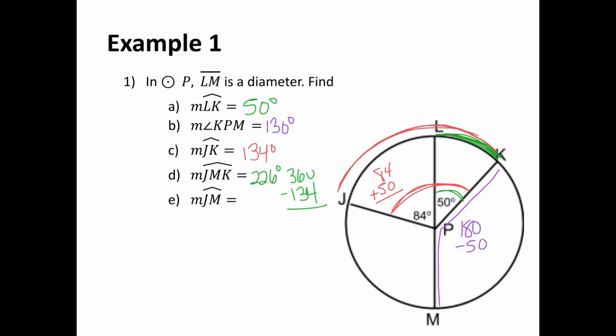Last one is the measure of arc JM, so that's this piece over here. That again will match the central angle inside, and so I kind of went like this because of the idea again of the linear pair. So all I really have to do is 180 take away 84 from this linear pair, and that will equal the measure of that arc, which is 96 degrees.